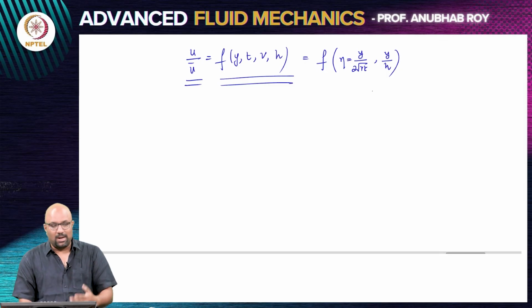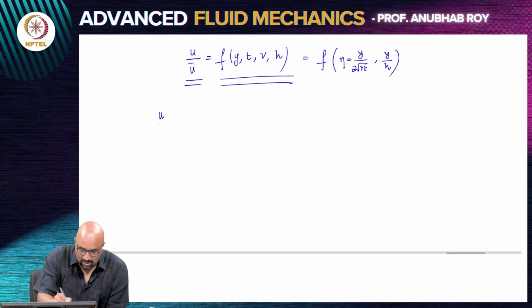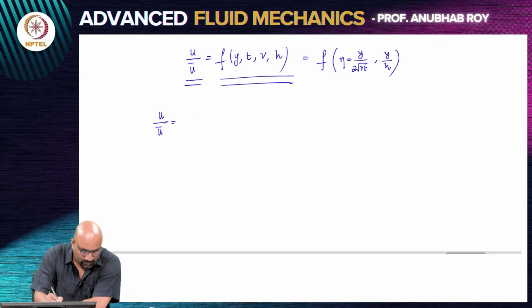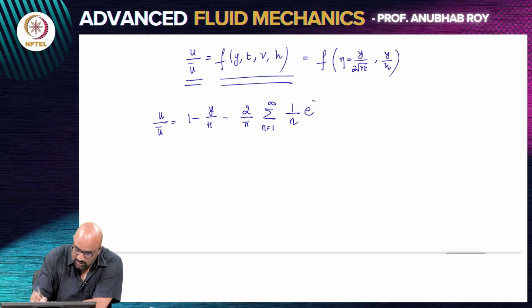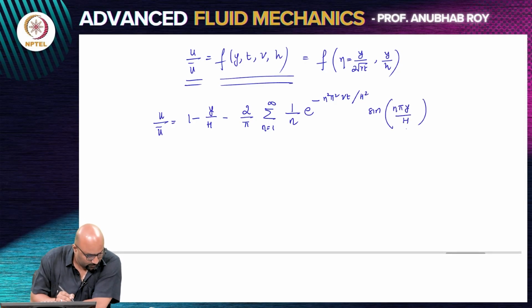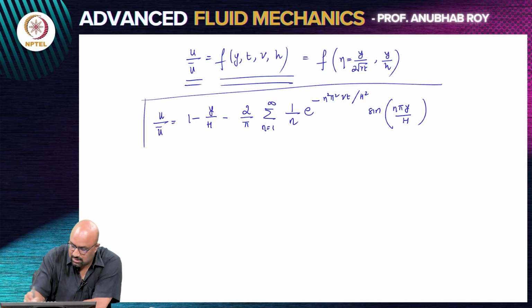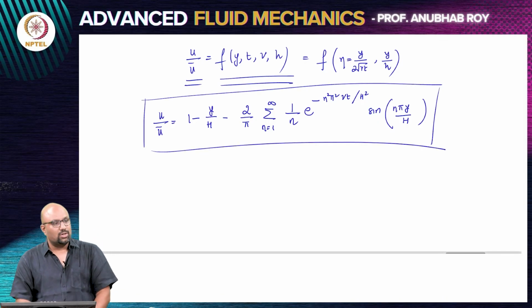So, when you solve that Laplace transform problem and come back and do your inverse Laplace transform, you will finally get the solution with the boundary conditions. I am just going to write that particular solution. It will be 1 minus y by h minus 2 by pi summation n equals 1 to infinity 1 by n exponential of minus n square pi square nu t by h square sine n pi y by h. This is the solution to that equation.